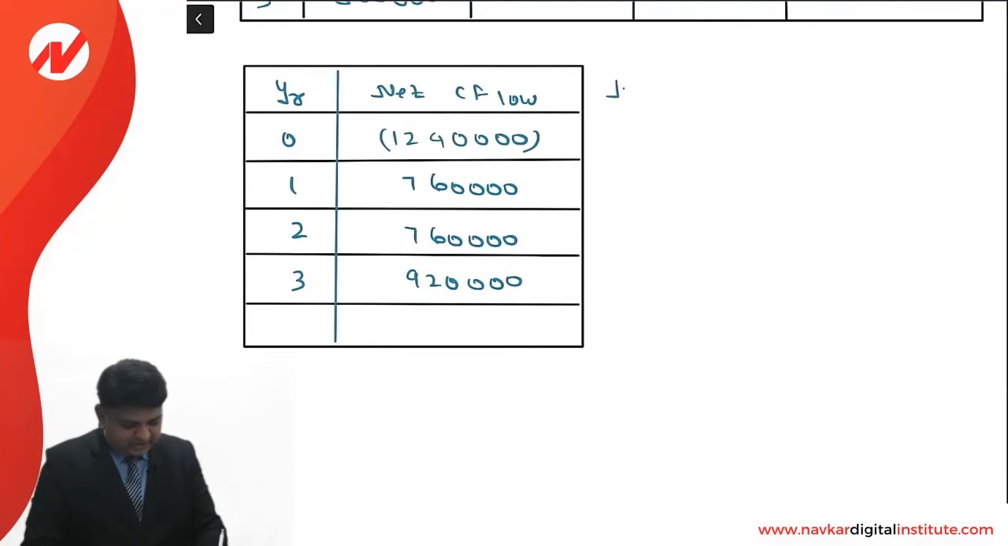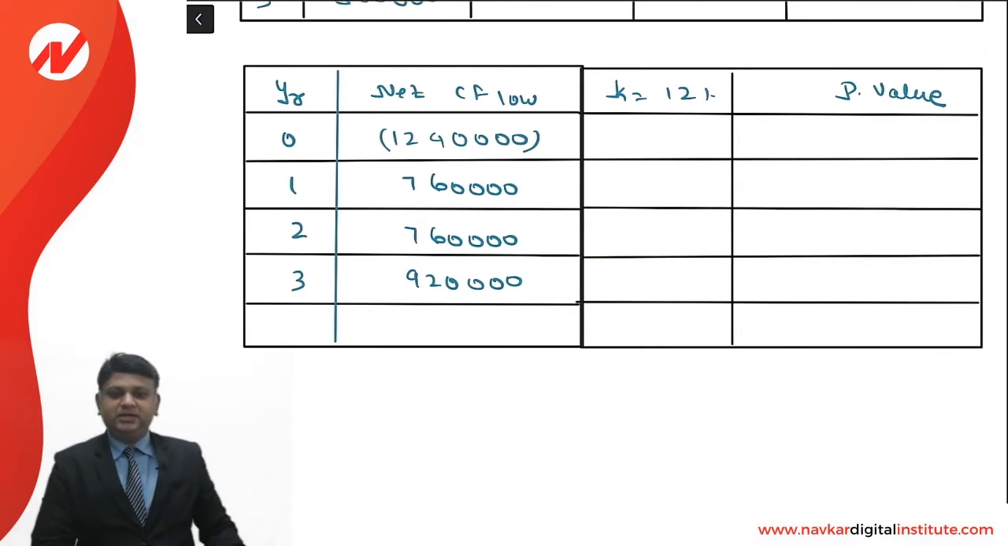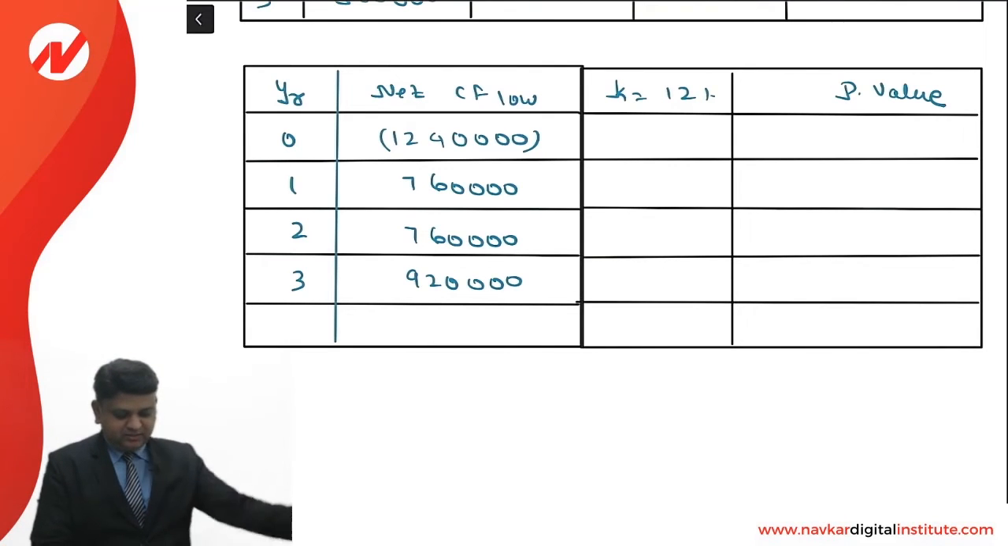So now we'll do the discounting at the rate of 12% present value. That is the way NPV can be found. Discounting factor for the first year is 0.893.